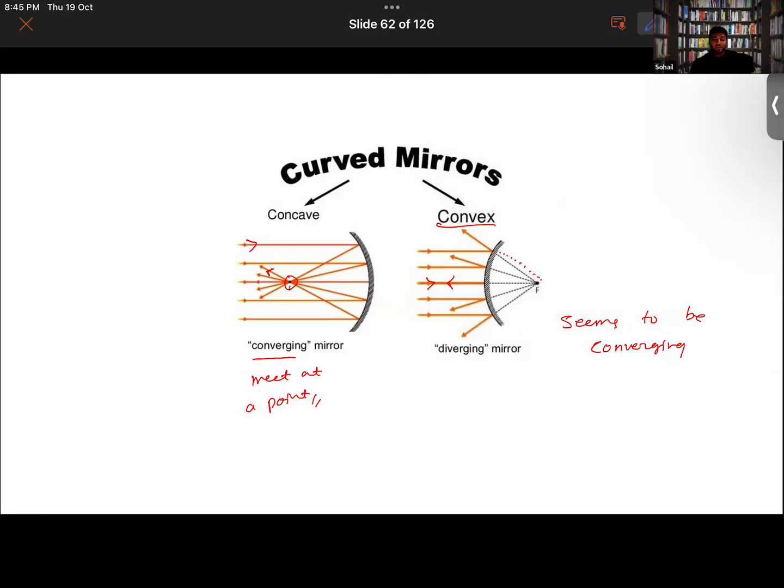In the case of a concave mirror, the light rays actually meet at a point. While in the case of a convex mirror, the light rays appear to be meeting at a point, but in reality, they diverge. Thereby, convex mirrors are called diverging mirrors. Is that clear? Yes, sir, it's clear.